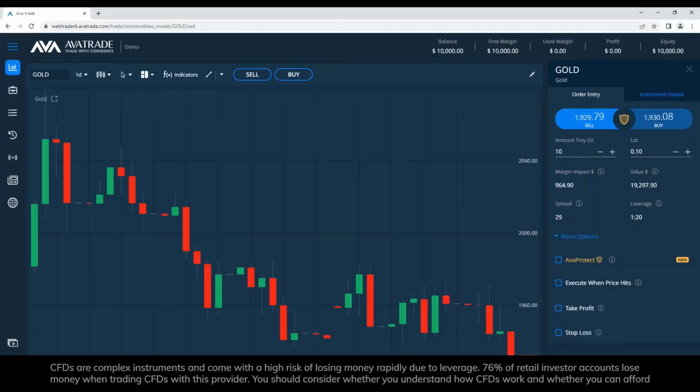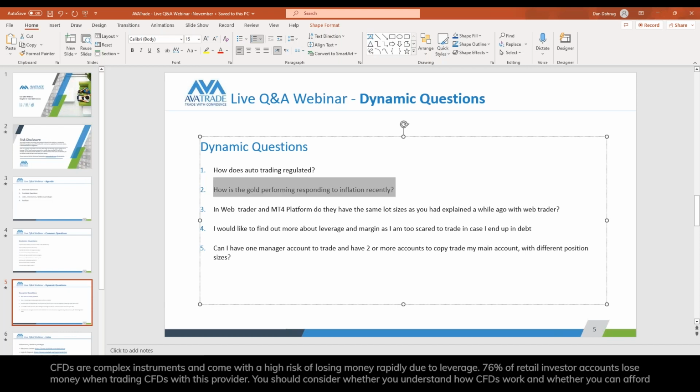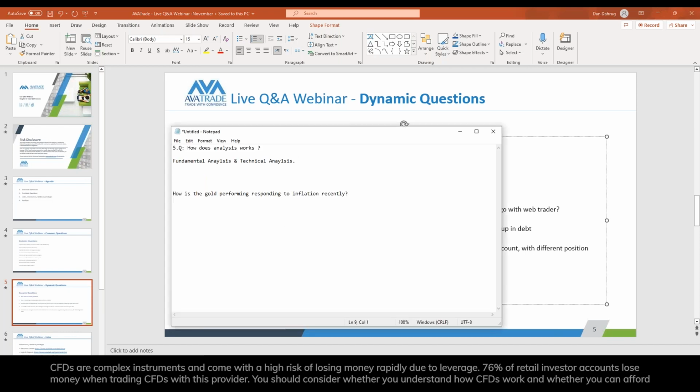So for that, let's take this question and we're going to categorize it as fundamental analysis. It's beautiful. And technical analysis will be support and resistance. There are many things, but the basic is support and resistance. And in here, we're going to use the example: how is the gold performing, responding to inflation recently?